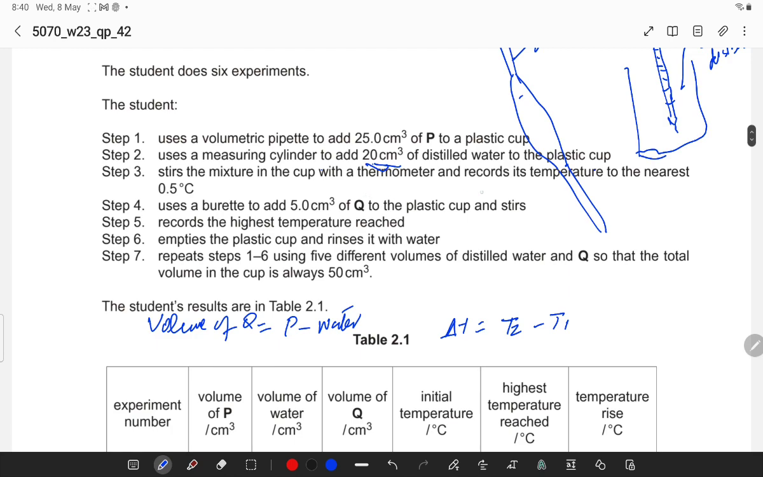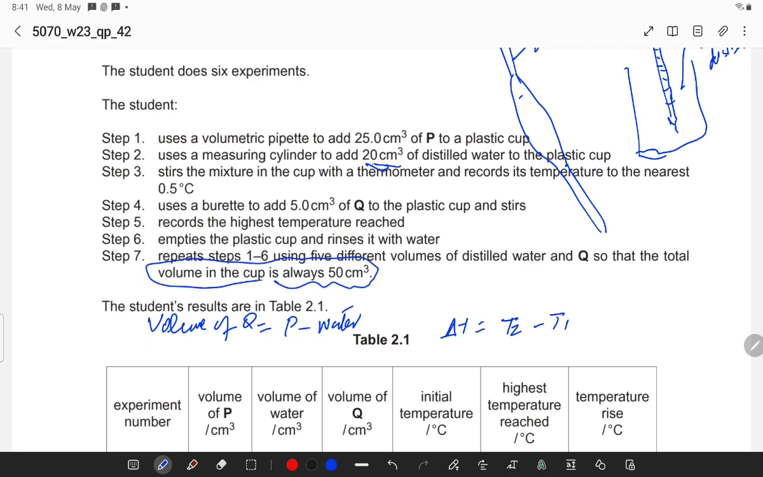stir the mixture in the cup with the thermometer and record its temperature to the nearest 0.5 degrees centigrade. Step 4 uses a burette to add 5 centimeter cube of Q to the plastic cup and stirs. Records the highest temperature reached. Step 6 empties the plastic cup and rinses it with water. Step 7 repeats steps 1 to 6 using 5 different volumes of distilled water and Q, so that the total volume in the cup is always 50 centimeter cube.